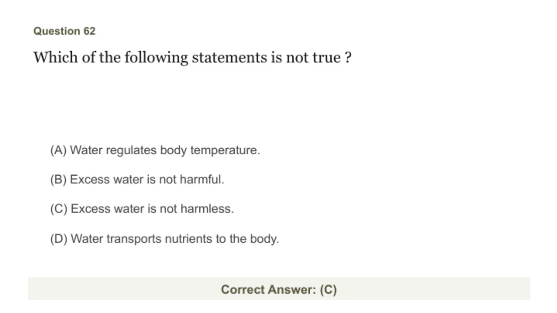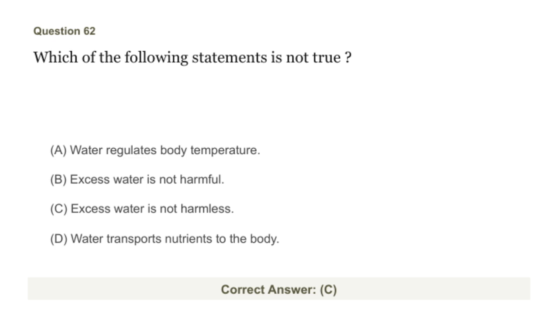All right, let's take a closer look at this question. The correct answer here is C. Now, why is that? Well, it's a common misconception that excess water isn't harmful, but actually, consuming too much water can lead to a condition called water intoxication, which can be quite dangerous. So, statement B, claiming that excess water is not harmful, is false.